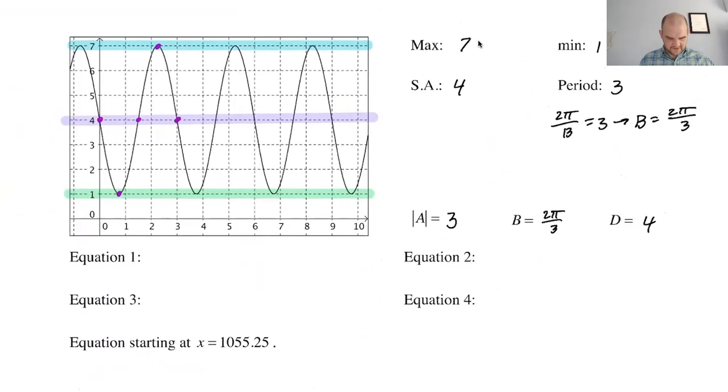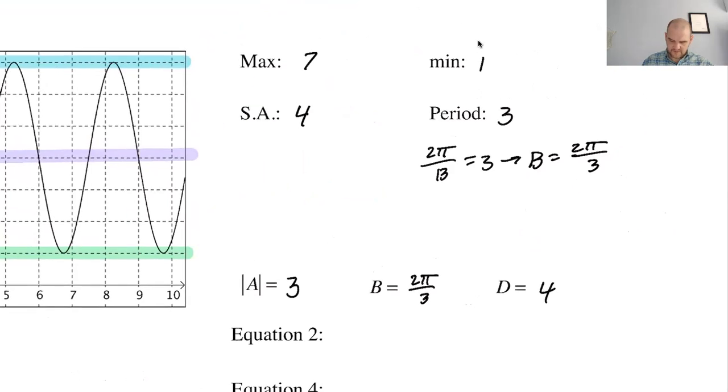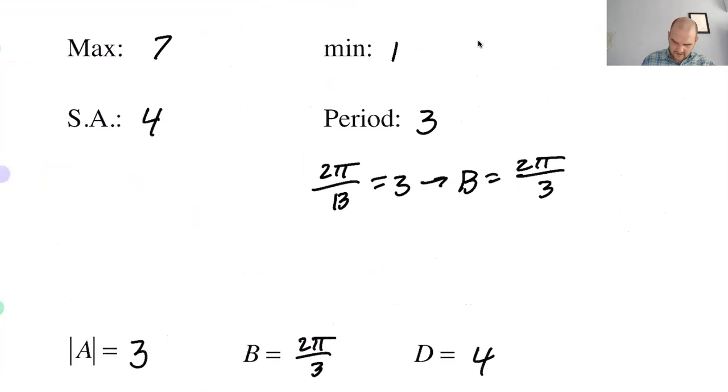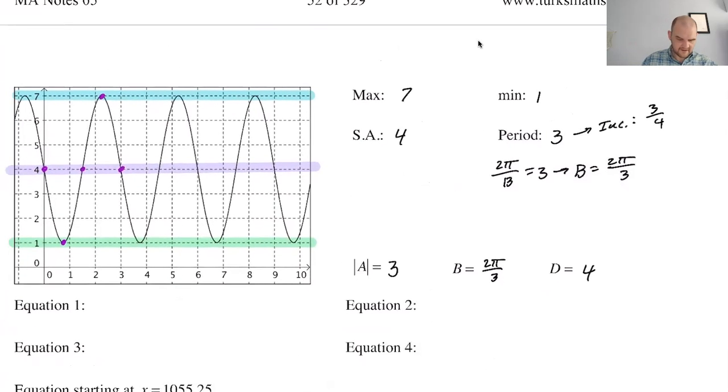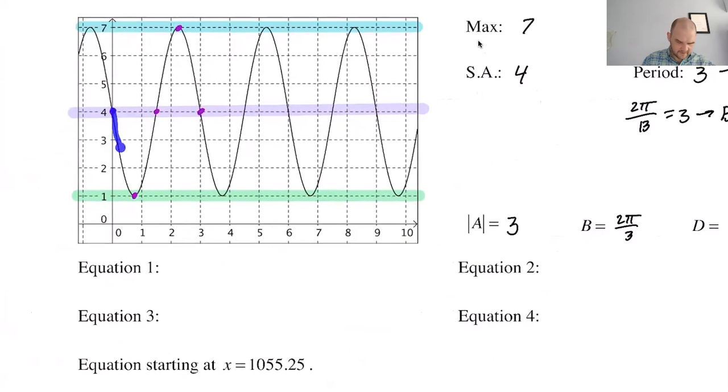And now we have to decide where we want to start, right? So it's actually really useful to know the increment. If the period is 3, the increment is 3/4. The reason I think that's important is I think that 0 is a very good starting point. If I start at 0, you can just look at this. You're starting at an intercept and going to a minimum, negative sine. So let's write that one.